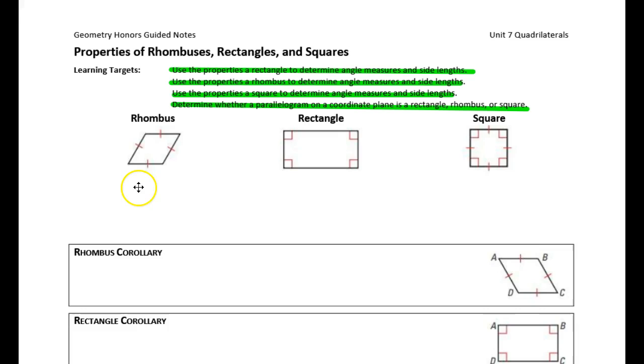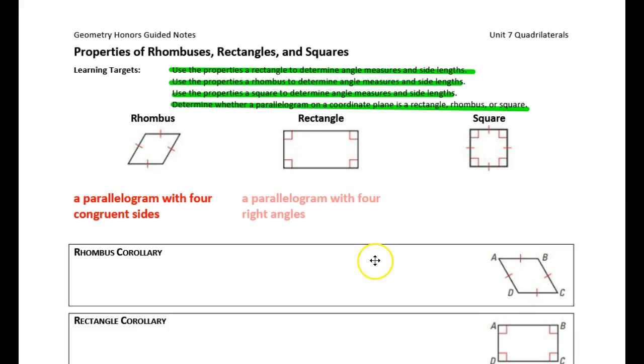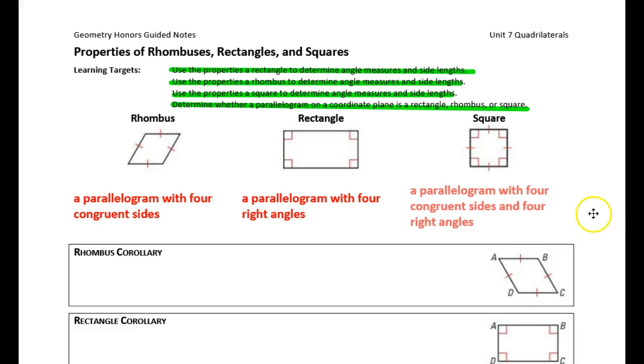So a rhombus is a parallelogram with 4 congruent sides. A rectangle is a parallelogram with 4 right angles. And a square is a combination of a rhombus and a rectangle. It has 4 congruent sides and 4 right angles. So a square is a regular quadrilateral because it is equiangular and equilateral.